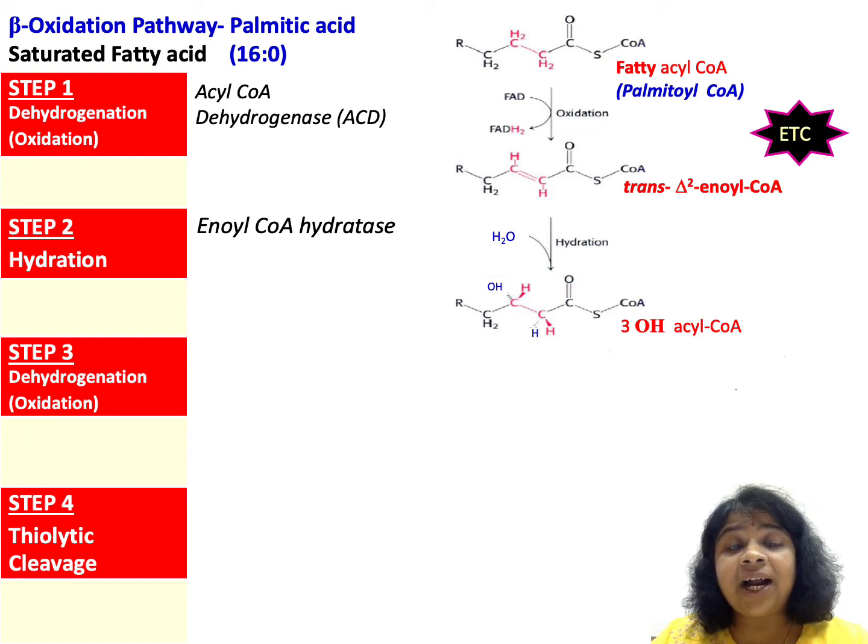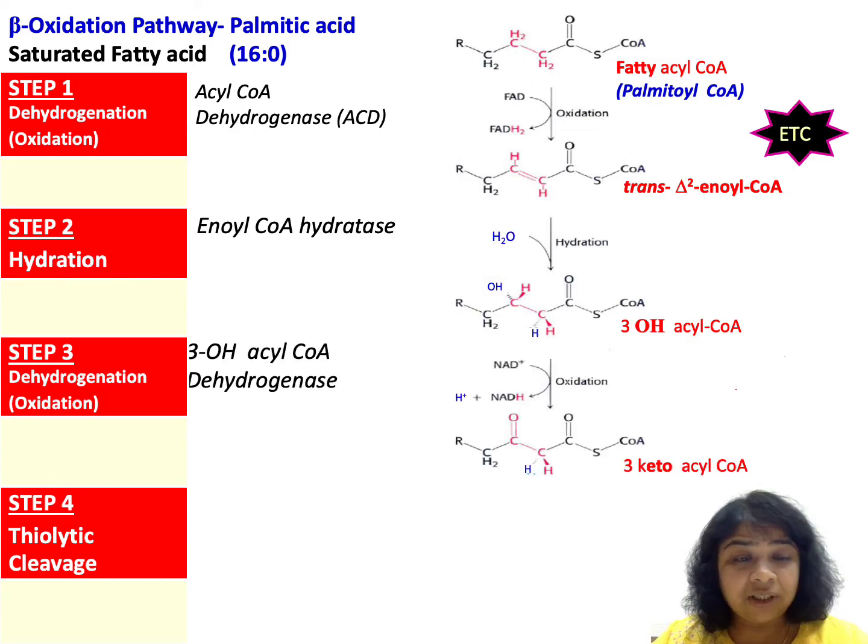So, we need to add water. If you see here, the hydroxyl group is getting added at the beta carbon atom and a single hydrogen is added to the alpha carbon atom. So, the beta carbon atom now has a hydroxyl group. So, we have 3-hydroxy acyl-CoA or beta hydroxy acyl CoA.